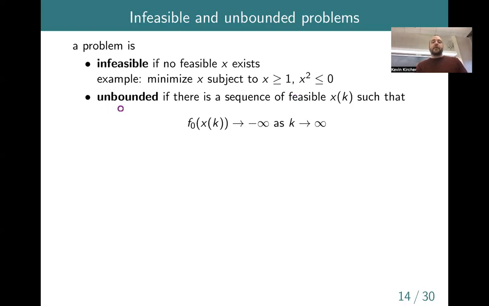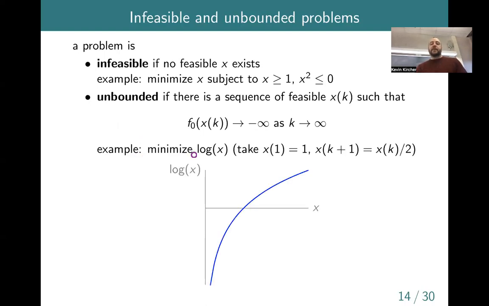And then we call a problem unbounded if you can come up with a sequence of x that just get better and better forever, and they stay feasible, but you can make the objective go to minus infinity. As a simple example, suppose again we have a real scalar variable x, and we're trying to minimize the log of x, which is this function here. Implicitly in this problem, minimize log of x, I didn't say any constraints.